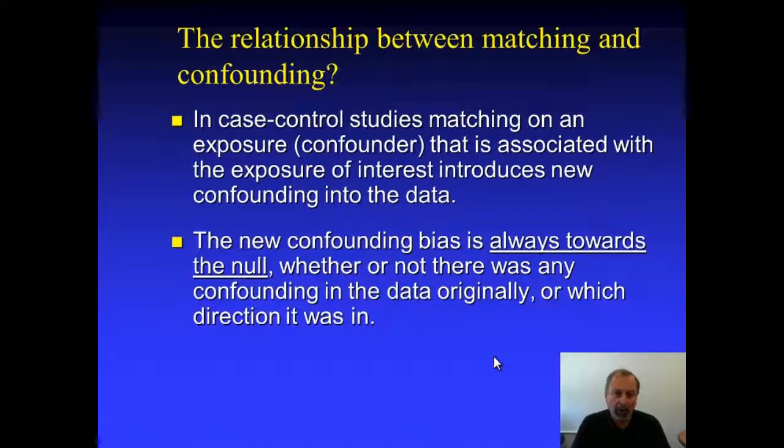Now, paradoxically, although we use matching to eliminate confounding, in matching we also introduce a new confounding structure into our data, which we'll have to take into account. The new confounding being introduced by the matching is always towards the null. It doesn't matter whether there was really confounding in the original data set or not, or which direction it was in. You're always going to introduce confounding that biases the result towards the null, and we have to take that into account.